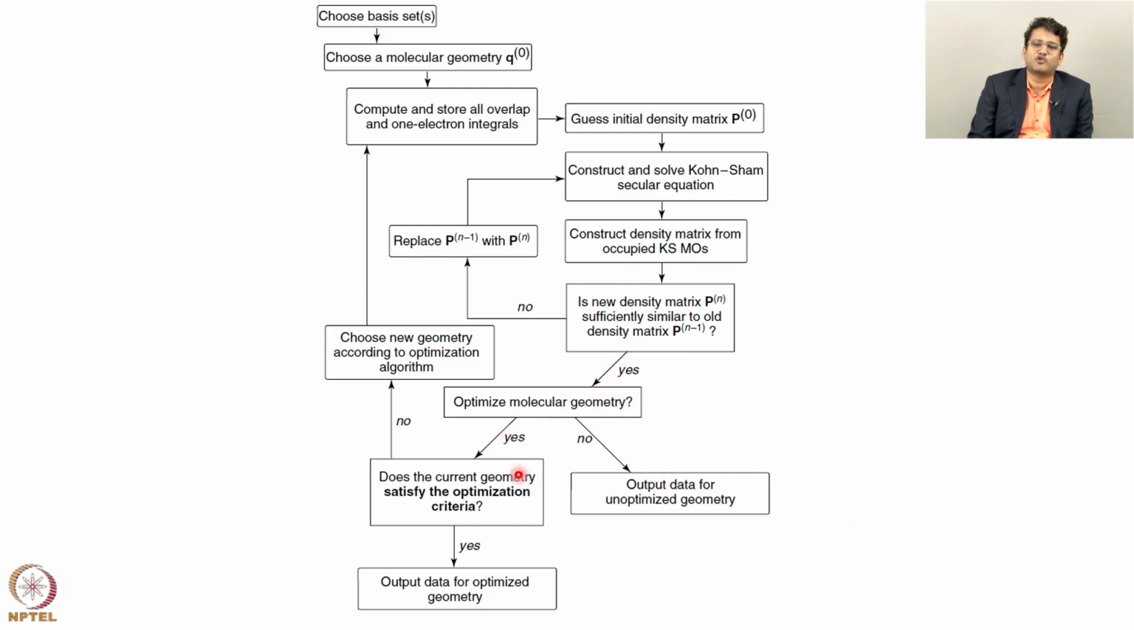If I want to optimize the geometry, I will check the geometry optimization algorithm, calculate the gradient, go to the new geometry, again compute and store all overlap and one electron integrals, do the SCF procedure again, and we will go on like this until the geometry is converged. So, here there will be two loops, one for geometry and one for the density functional theory iterations.